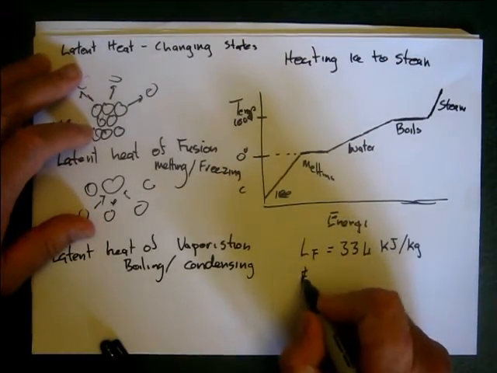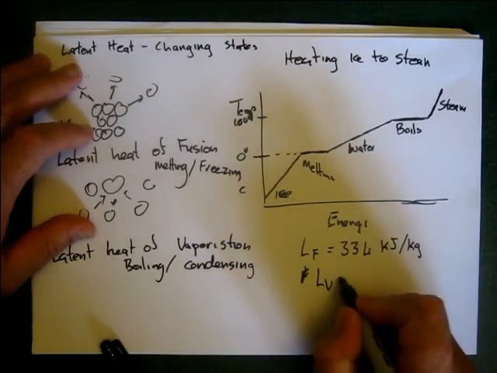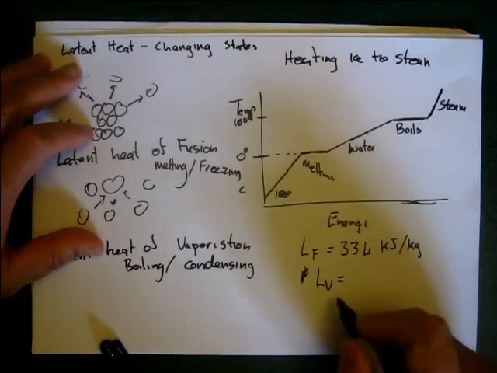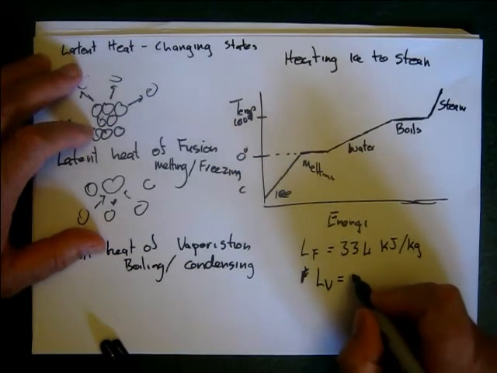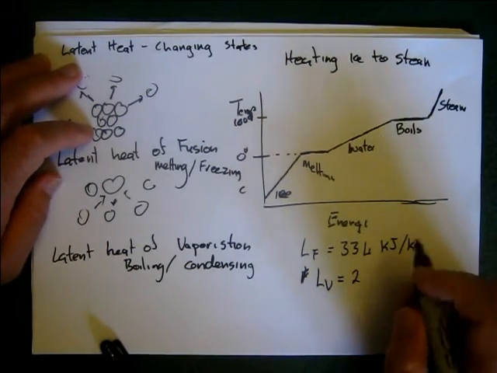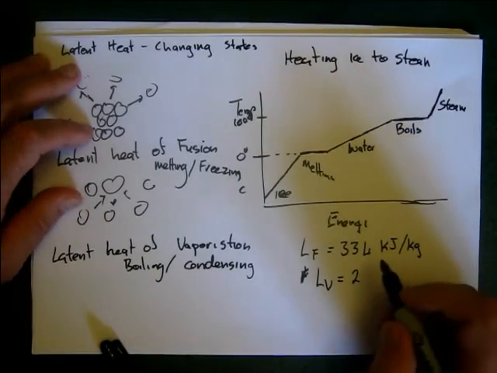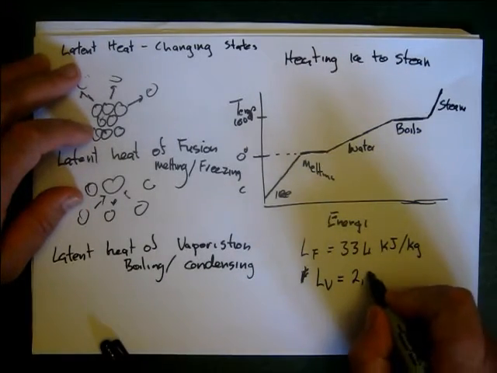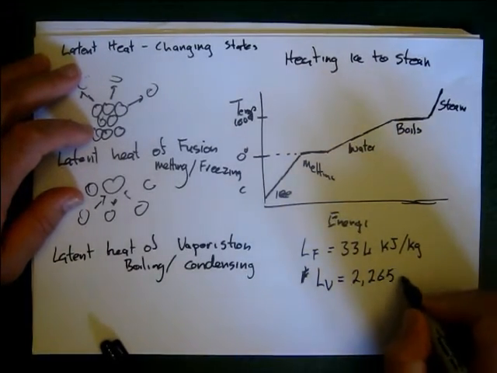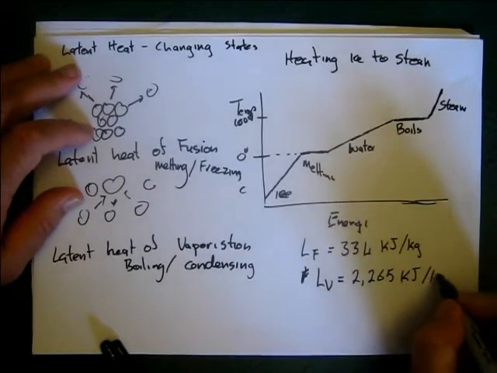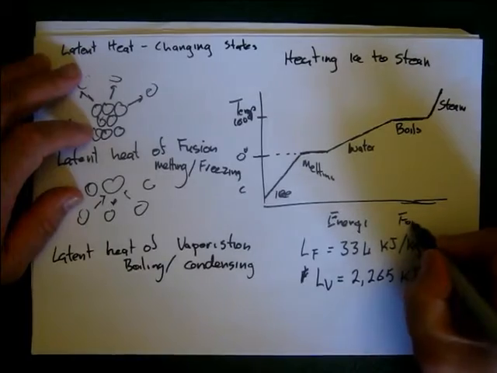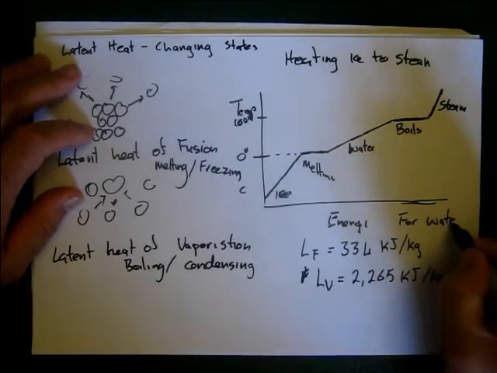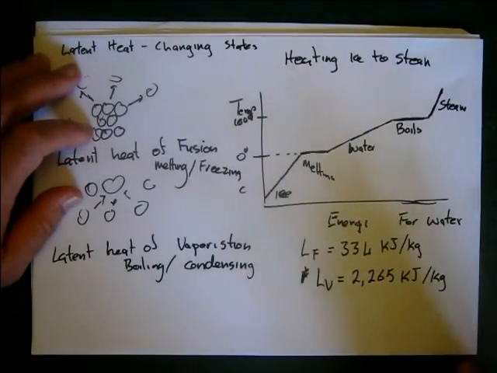Latent heat of vaporization: it takes a lot more energy to boil stuff, so the latent heat of vaporization is 2,265 kilojoules per kilogram. As you can probably appreciate, this is for water; different substances will have different amounts.